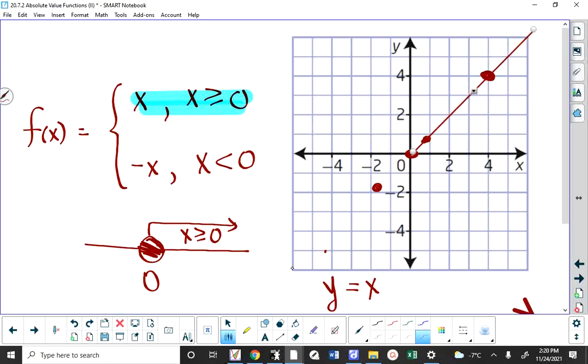Which means that this blue shaded piece of the function looks like the following. Get my smartboard to cooperate. There we go. It looks like that. That's the blue piece. Now I'm going to draw this other piece in a different color so that you can see something that I think is important. I'm going to draw the second piece. Maybe what I will do is first highlight that blue piece.